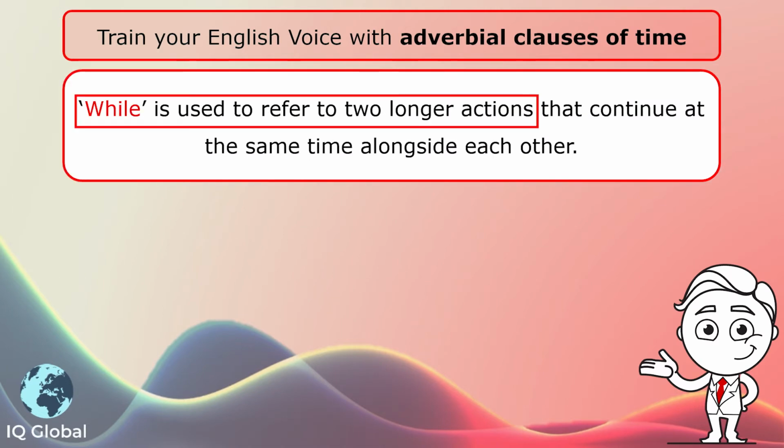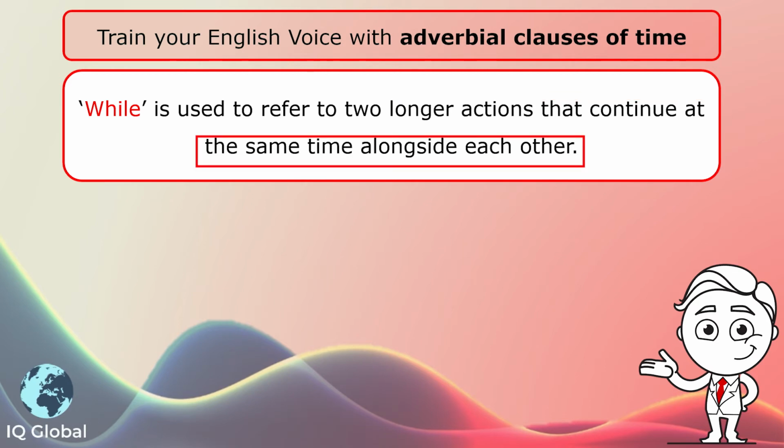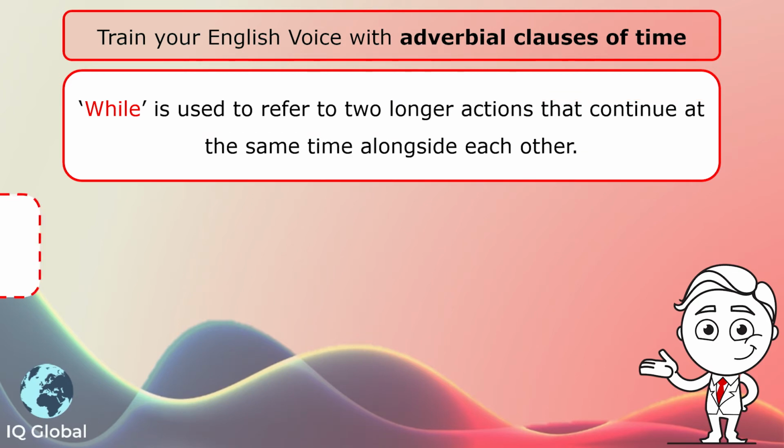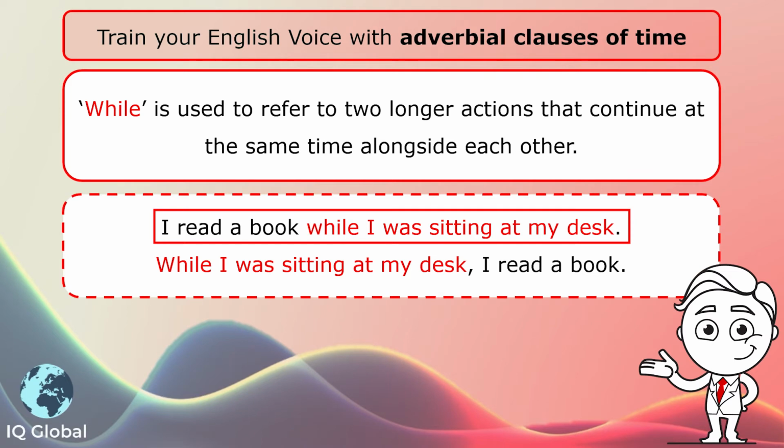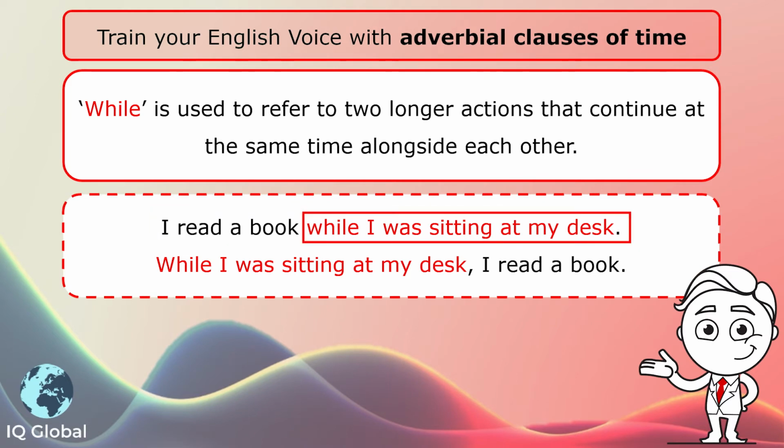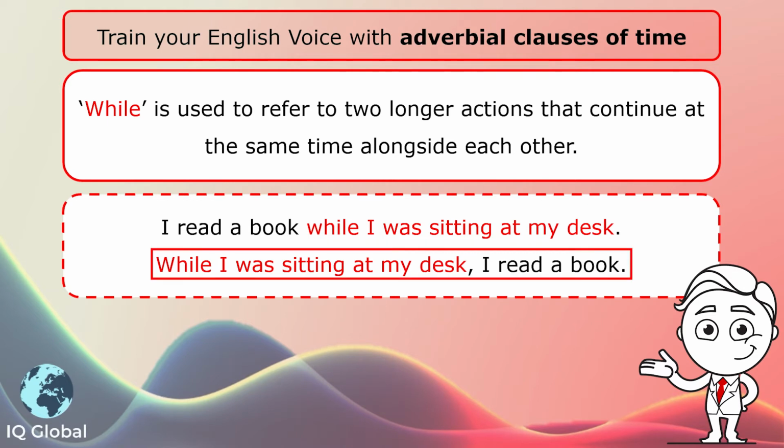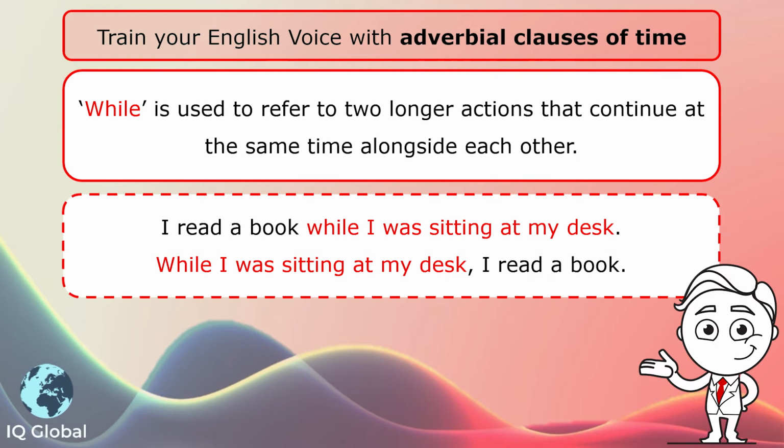While is used to refer to two longer actions that continue at the same time as each other. For example, I read a book while I was sitting at my desk. The adverbial clause is at the end of the sentence, or we can put it at the start: while I was sitting at my desk, I read a book. What are the two longer actions? Reading a book and sitting at the desk.